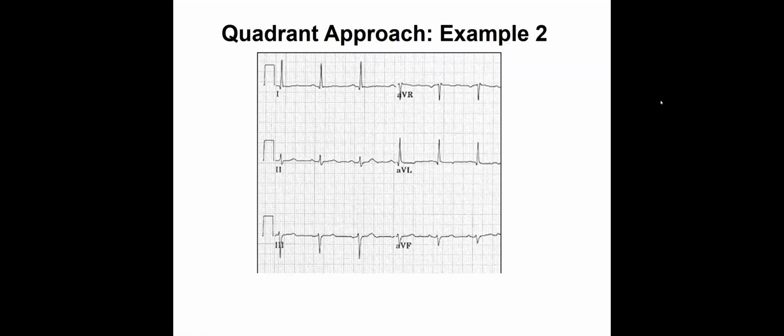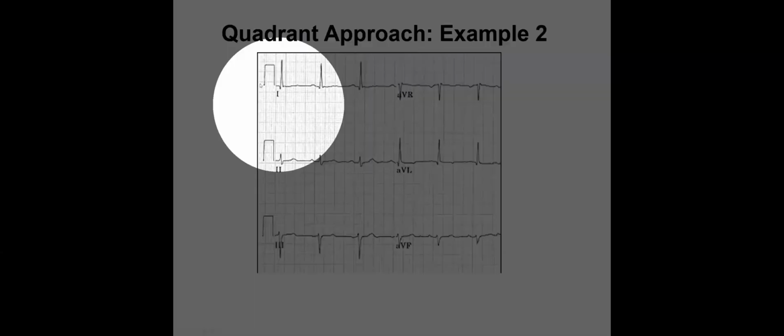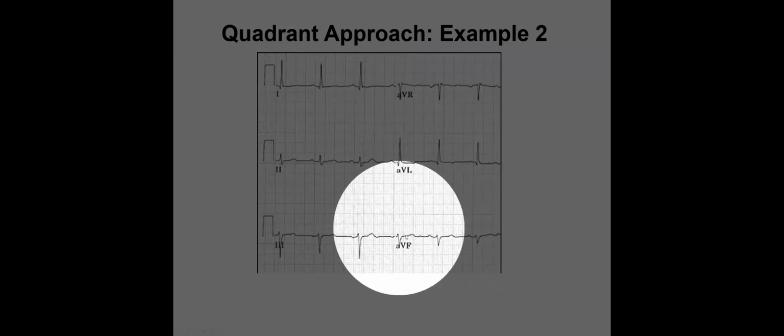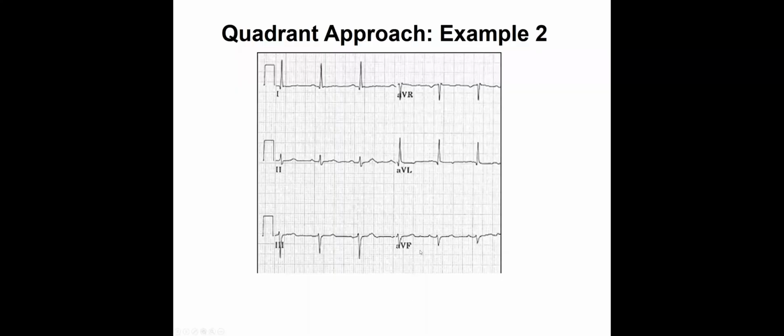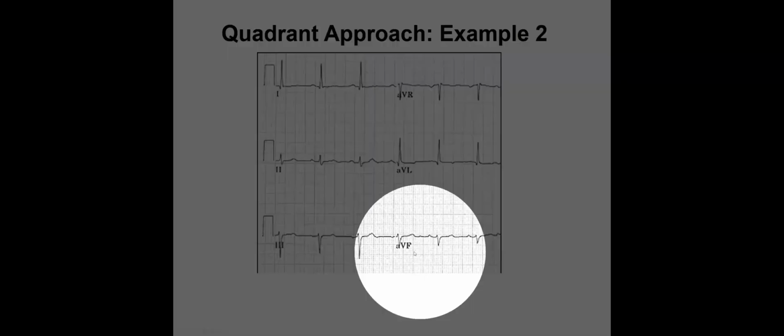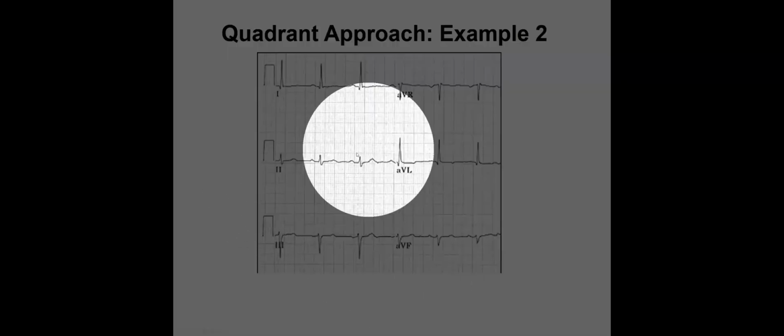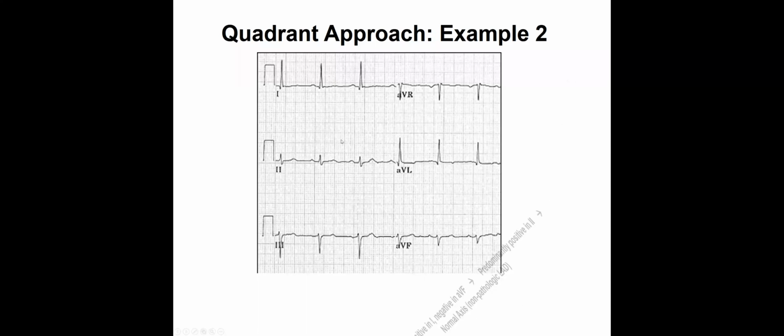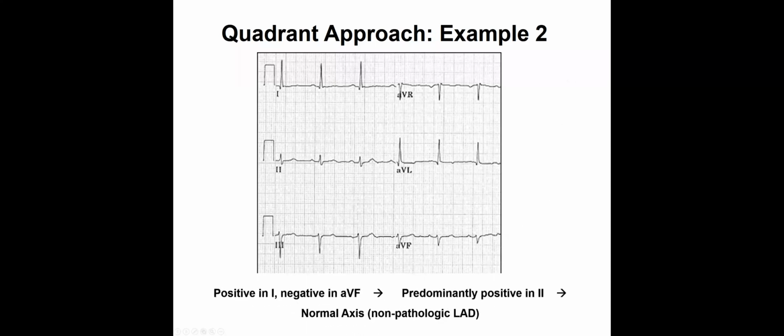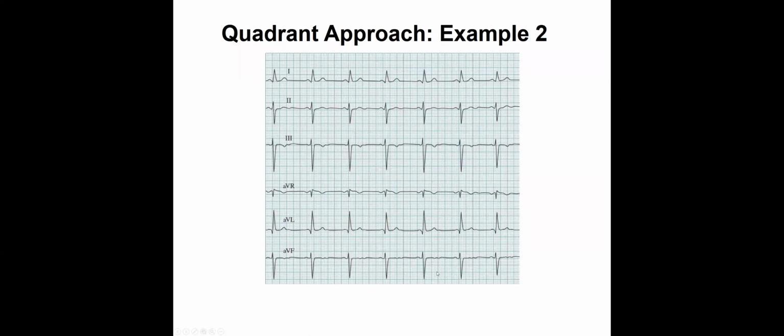All right, and Fadl. Yes, I'm here. Okay, so lead 1 is positive, and then AVF is negative. So that would be a left axis deviation. Yes, and when we discuss, lead number 2 is positive, so that's a left deviation and non-pathological left deviation. Good, very good, very good.